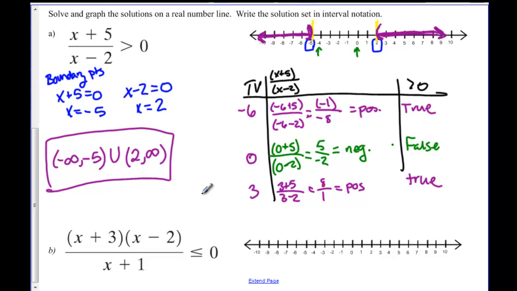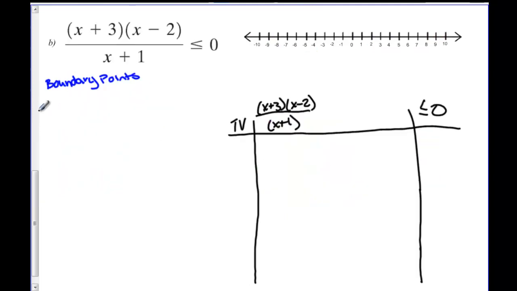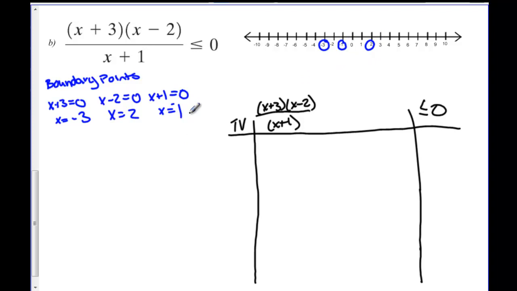All right, I'm going to give you all a few minutes to try B. All right, we'll get started real quick. So to get our boundary points, we need to take all the factors, so in the numerator and the denominator, the top and the bottom, set them equal to 0. So we got x plus 3, set that equal to 0. X minus 2, set that equal to 0. And x plus 1, set that equal to 0. So we're going to have boundary points at x equals -3, at x equals 2, and at x equals -1. So -3, -1, and 2. So there's our boundary points.